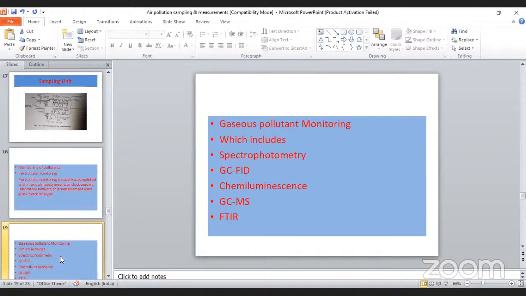That the calibration is very, very important. Without doing the calibration, if you get some result also, it is not valid and it won't be correct also.